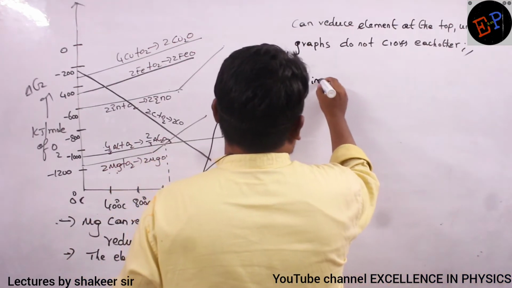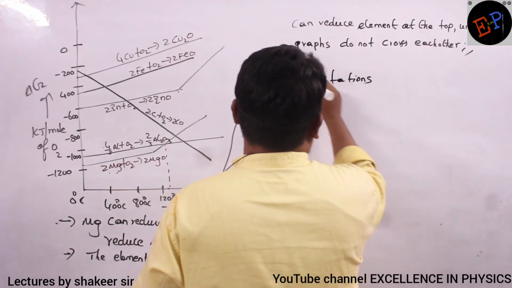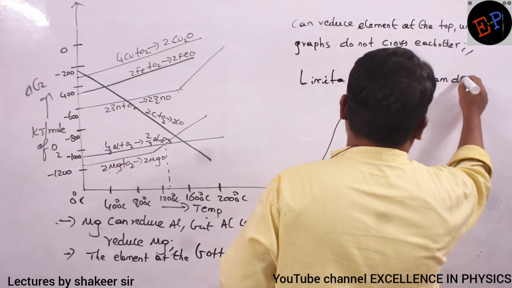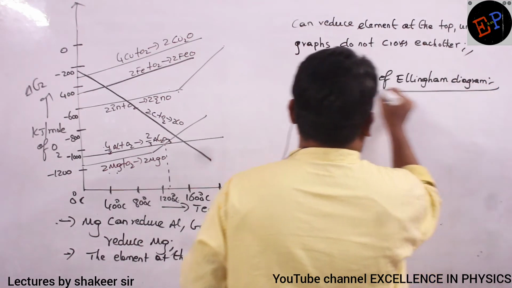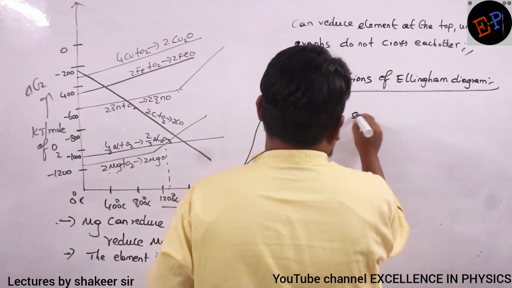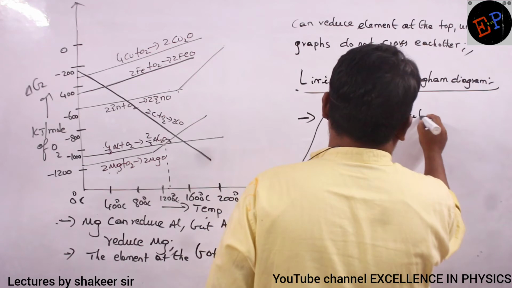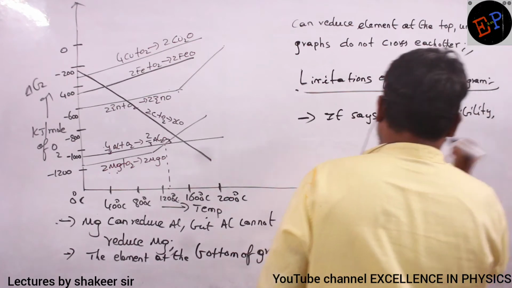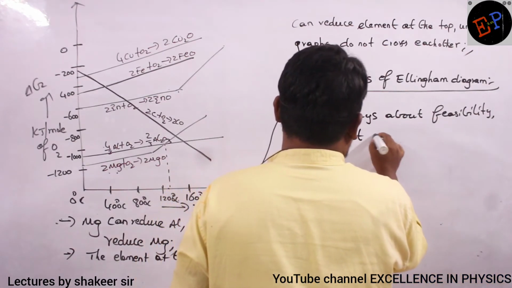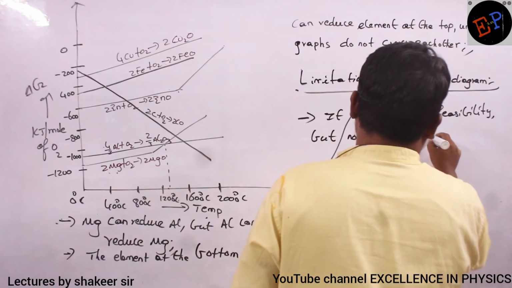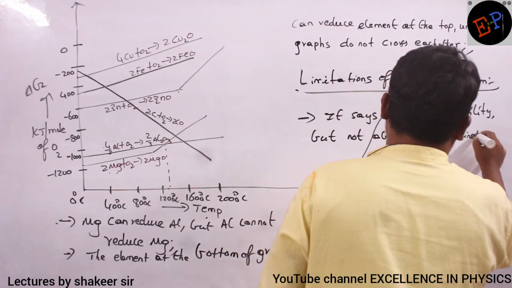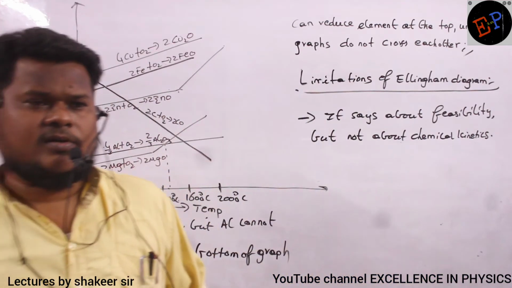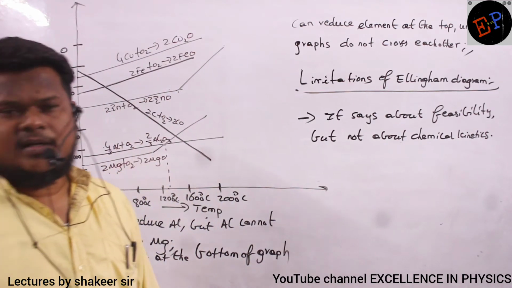So, limitations of the Ellingham diagram. The first limitation is that it says about the feasibility of reaction, but not about chemical kinetics. So it just says whether the reaction is possible or not, but it cannot say anything about the chemical kinetics of the reaction.